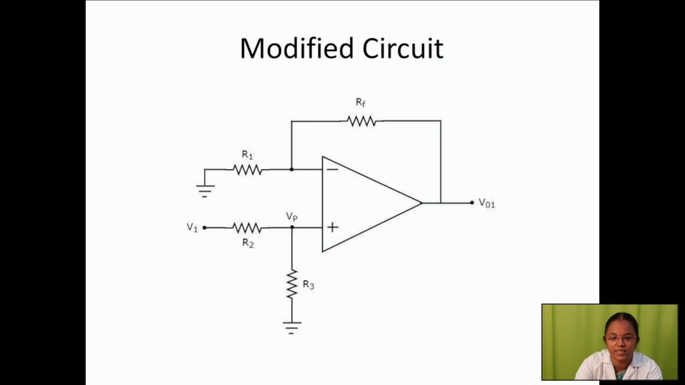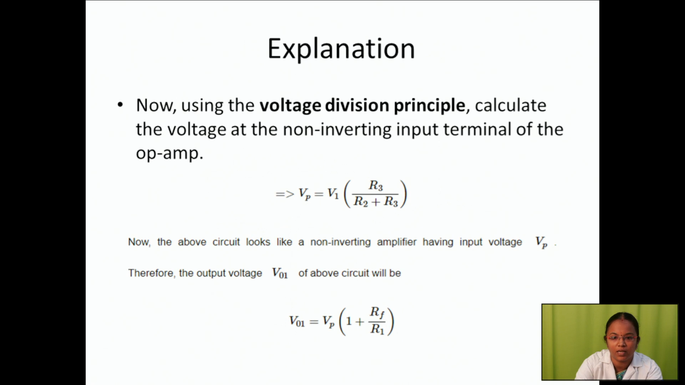R1 is the input resistance and RF is the feedback resistor. Here the voltage at the non-inverting terminal is denoted as Vp. First we have to find the voltage at the non-inverting terminal, Vp. By using the voltage division principle, we can calculate the voltage at the non-inverting input terminal of the op-amp.